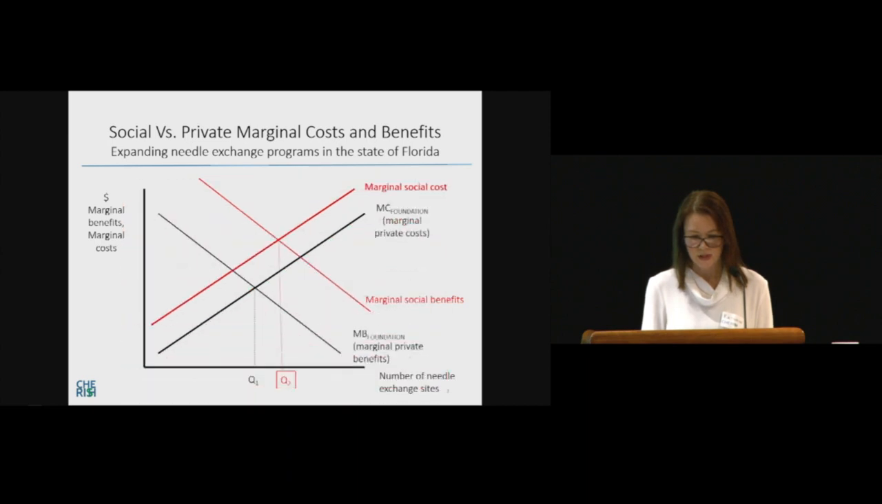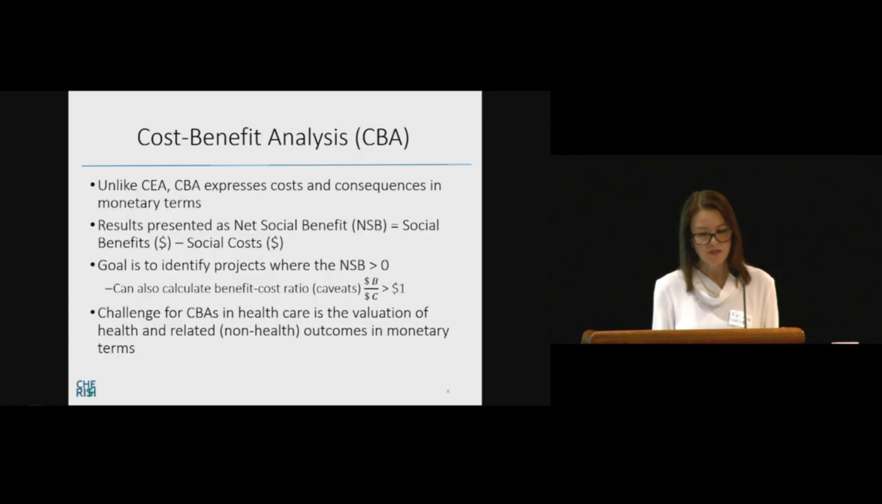Let's continue on. Unlike CEA, in cost-benefit analysis, in getting to the results, we're expressing everything in dollars. Costs are obviously already in dollars, but consequences have to be translated into dollars. And so the results of a CBA are primarily a net social benefit. This is simply subtracting the costs from the benefits, and if it's greater than zero, voila, you've shown that this program is cost beneficial. There are different ways we can characterize that. That's your goal: figure out if these programs have a net social benefit that's positive.